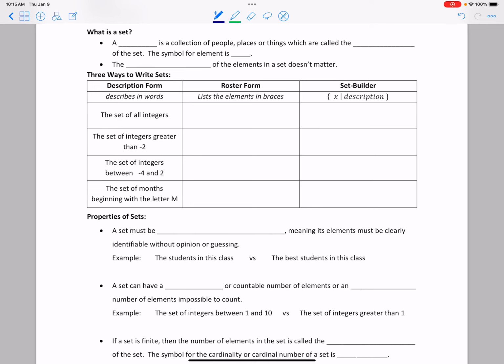Hello and welcome to our lesson on set theory. We're going to go into the basics of sets, some vocabulary and concepts that hopefully will help you moving forward.